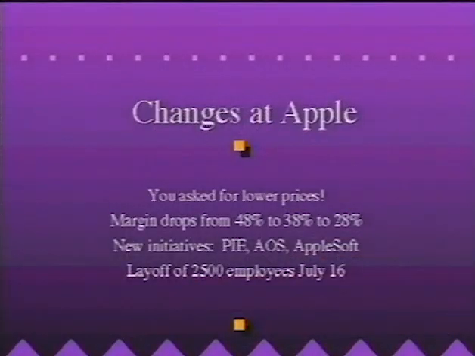Now, I want to talk a little bit about some of the changes at Apple and some of the implications that those changes have on the User Group Connection and on the services we provide to user groups. The reason all of this is happening is because for many years, customers have been saying, we love your products, they're just too expensive. And so, in response to this pressure for lower prices, we've been reducing prices. There's two ways to do that. You reduce the costs and you reduce the margin. And we've been doing both of those things very aggressively.